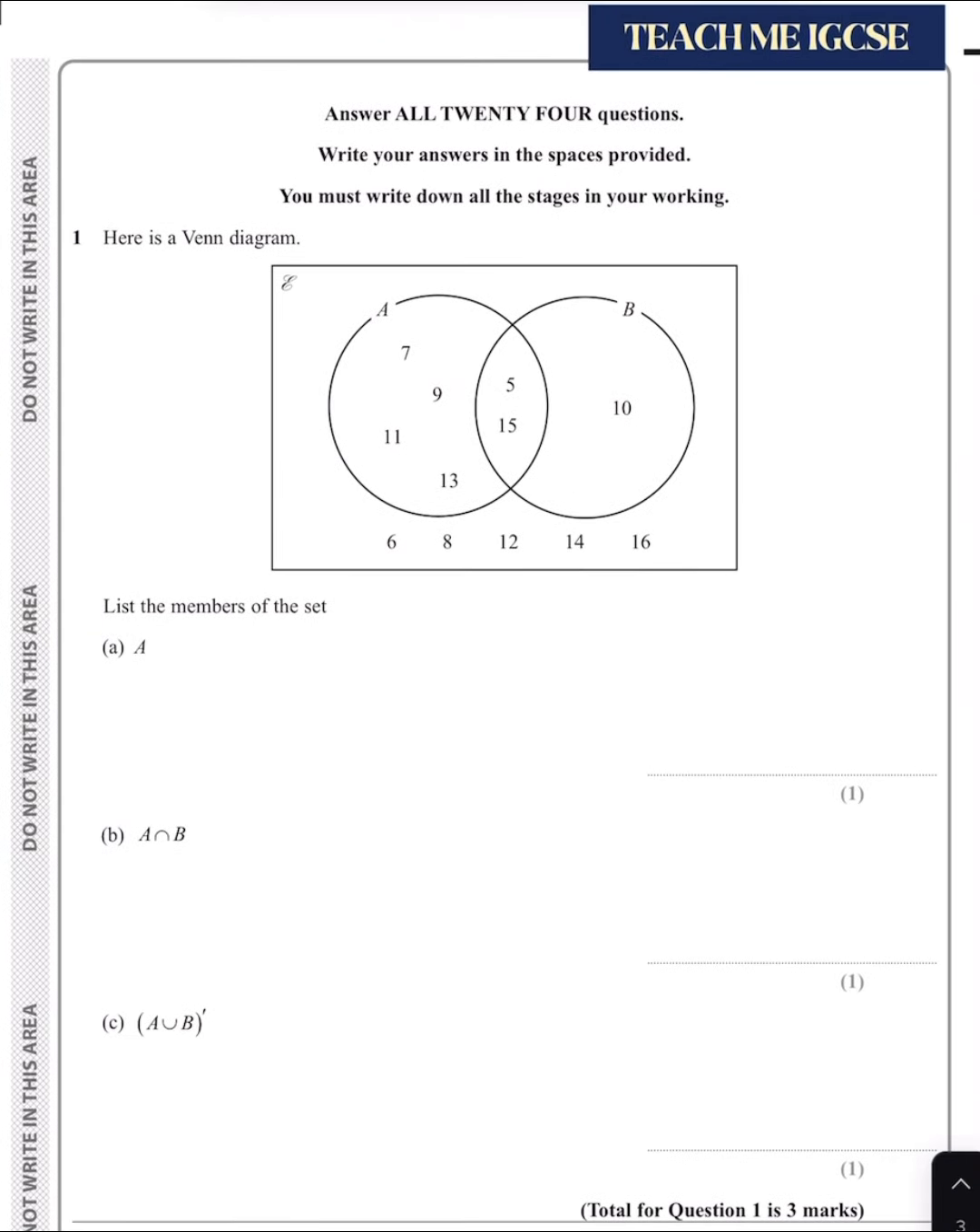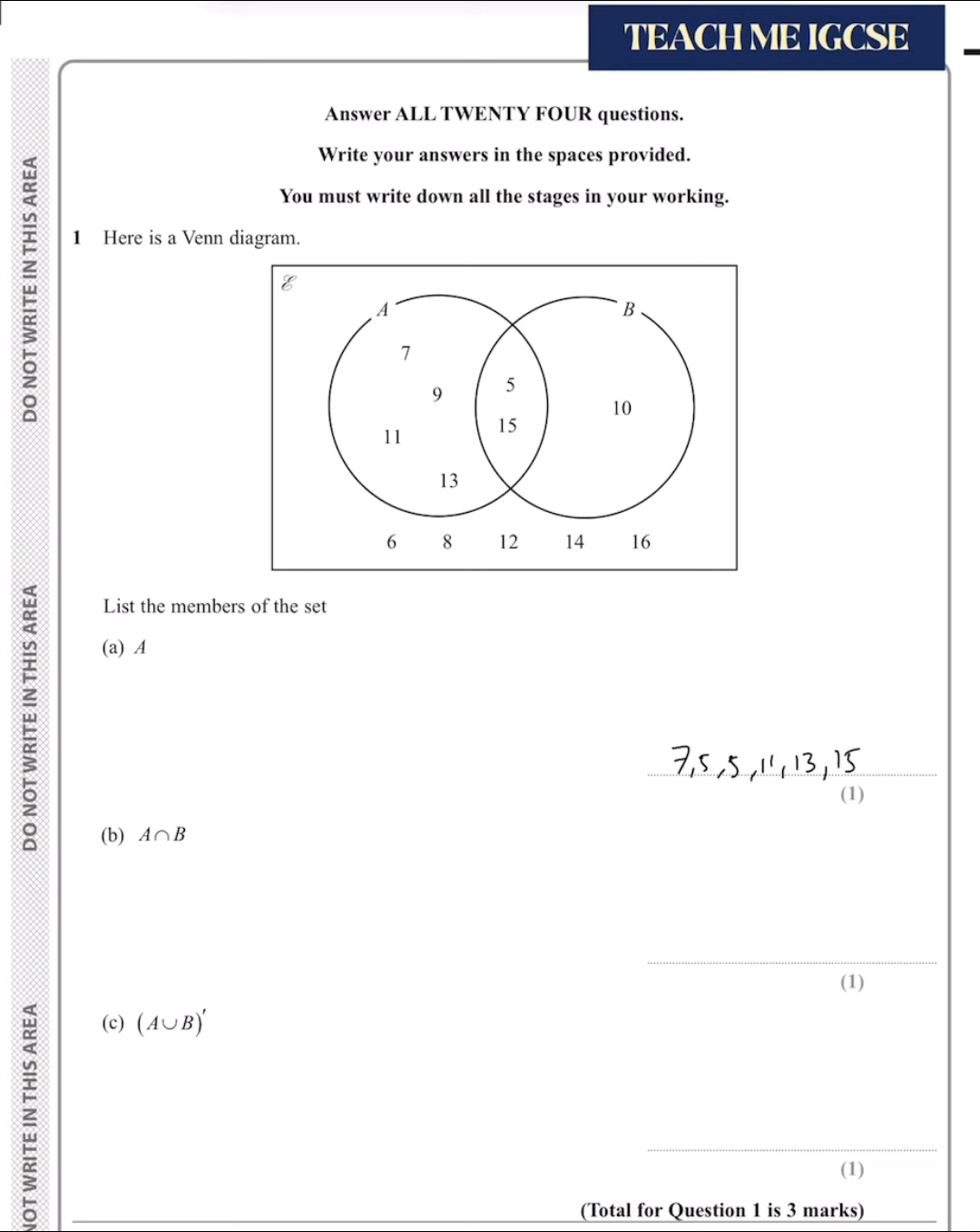Question 1. Here is a Venn diagram. List the members of the set A. So here we just have to list all the values in the A circle. So 7, 9, 5, 11, 13, and 15.